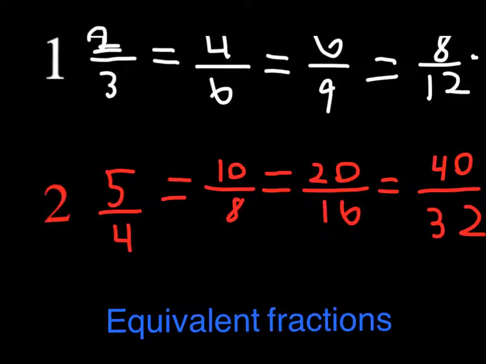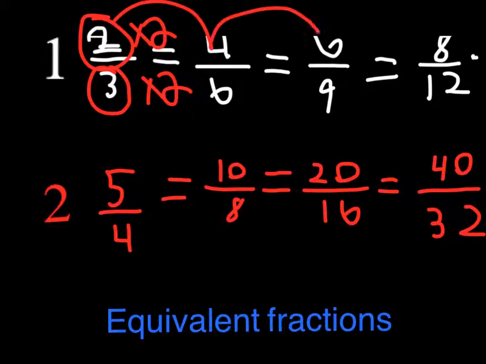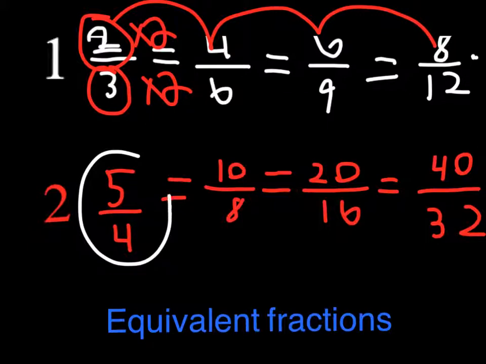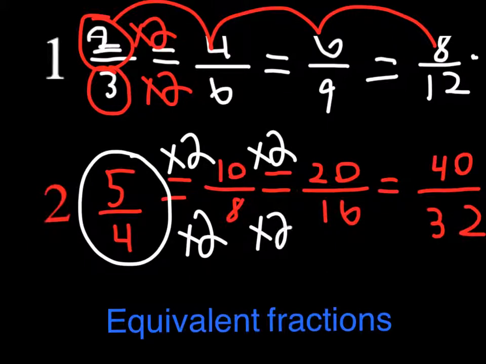To find equivalent fractions, you multiply the numerator and the denominator by the same number. My starting fraction was 2/3 and it doubled, tripled, and quadrupled on this one. My starting fraction was 5/4 and I multiplied it by 2, then did 10/8 times 2, then 20/16 times 2.